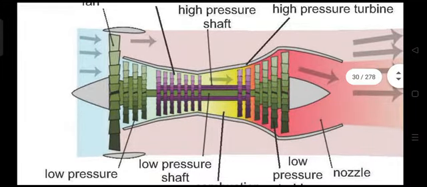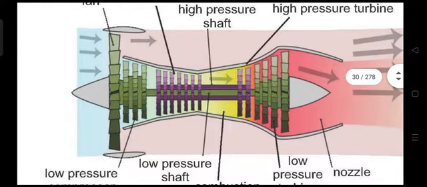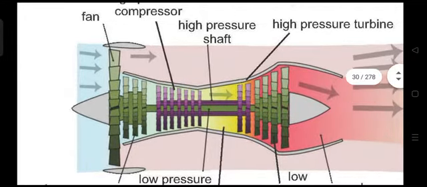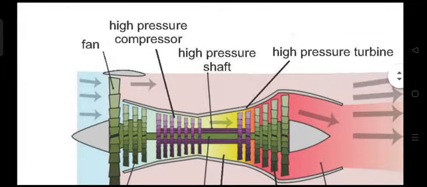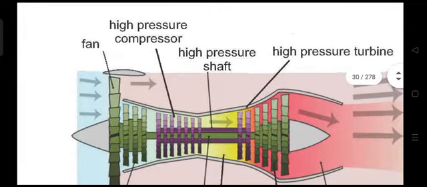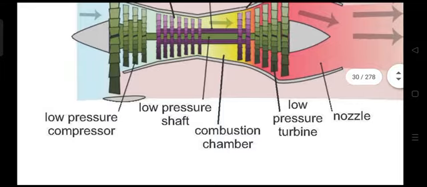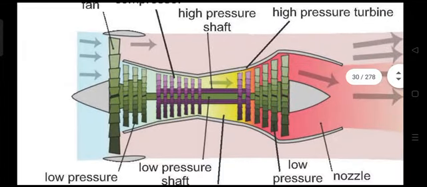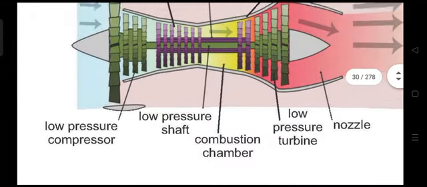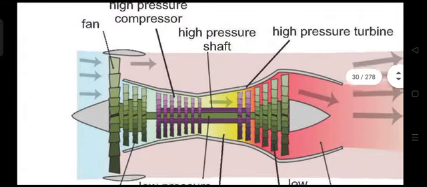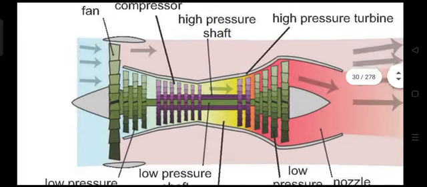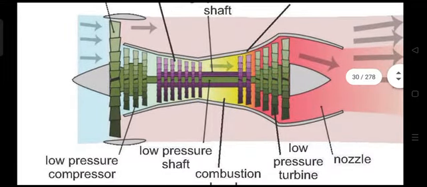Now the very first stage of compressor on the left is called the low pressure compressor. Then you have the purple color high pressure compressor, as given in the labeling. Then on the right side, there is the low pressure turbine and the high pressure turbine. The inner spool is the high pressure spool, and the outer green color spool is the low pressure spool.